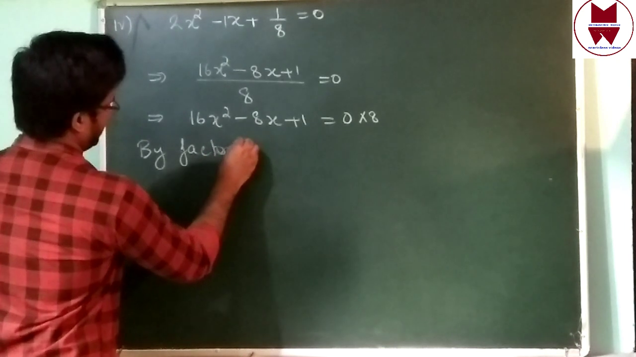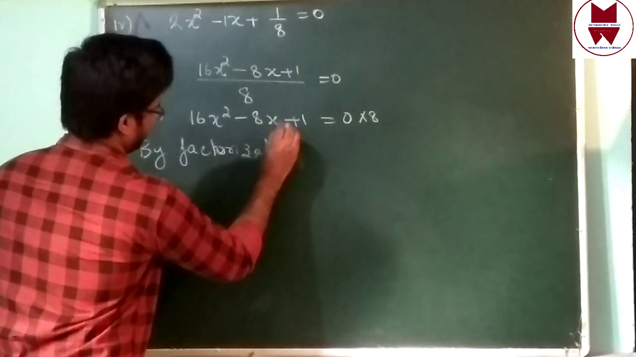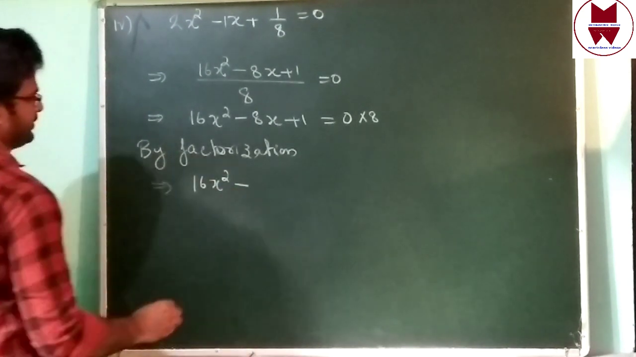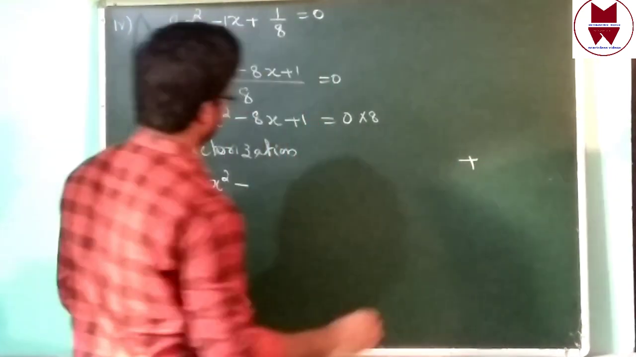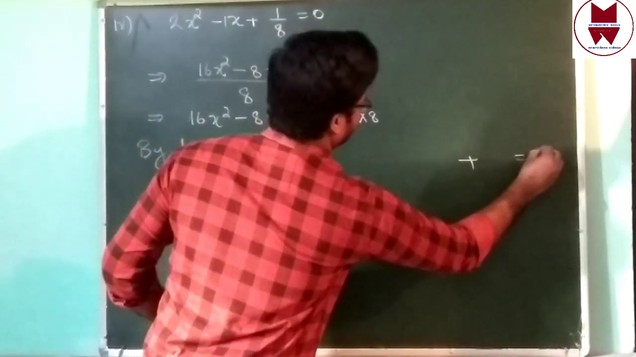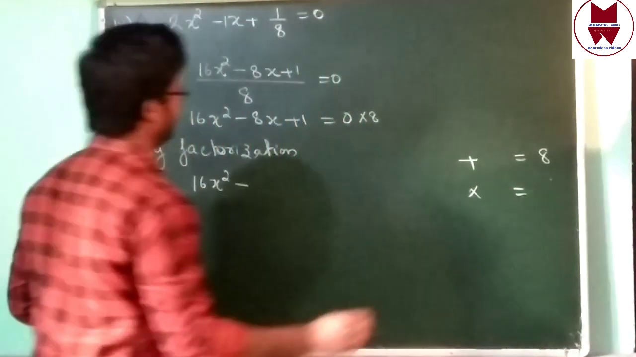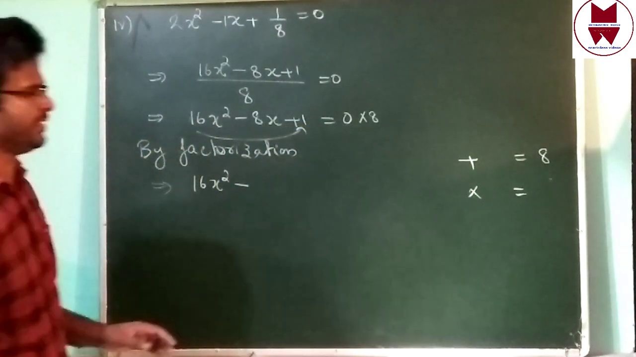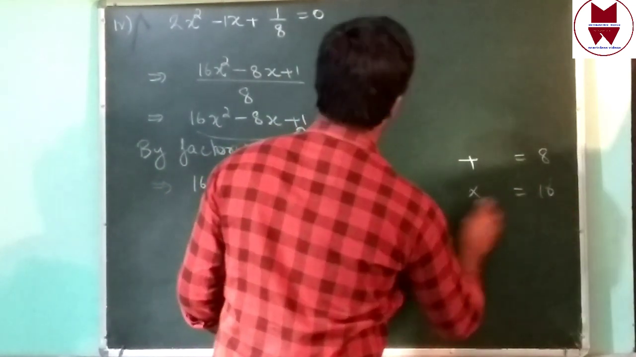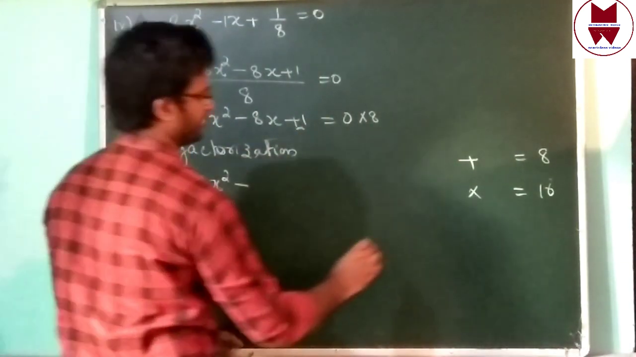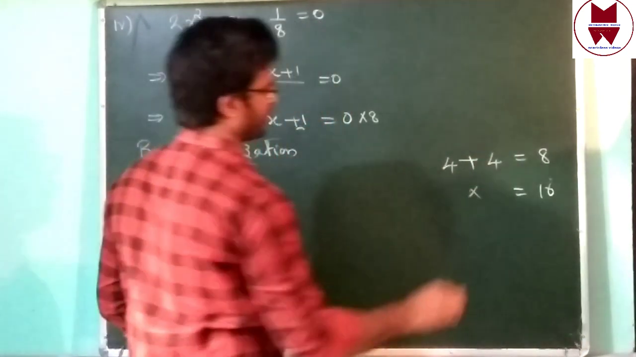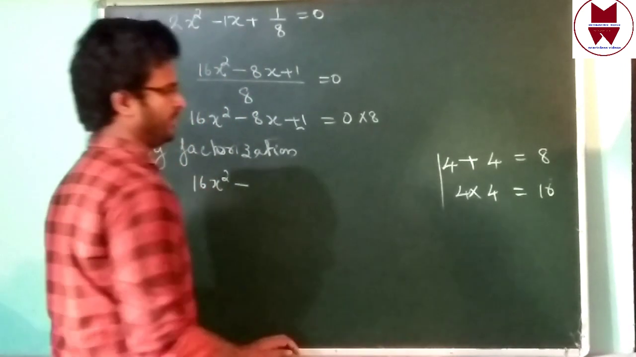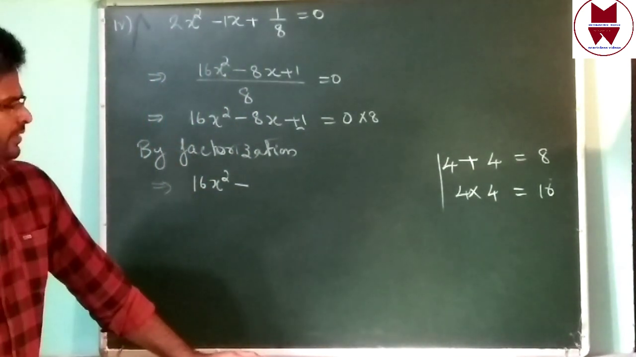By factorization, 16x square minus, when you add we need 8. When you multiply we need which number? 16 into 1, 16, isn't it? Which are the numbers? 4, 4. 4 plus 4, 8, isn't it? Then 4 into 4, 16. That means our required numbers are 4 and 4.